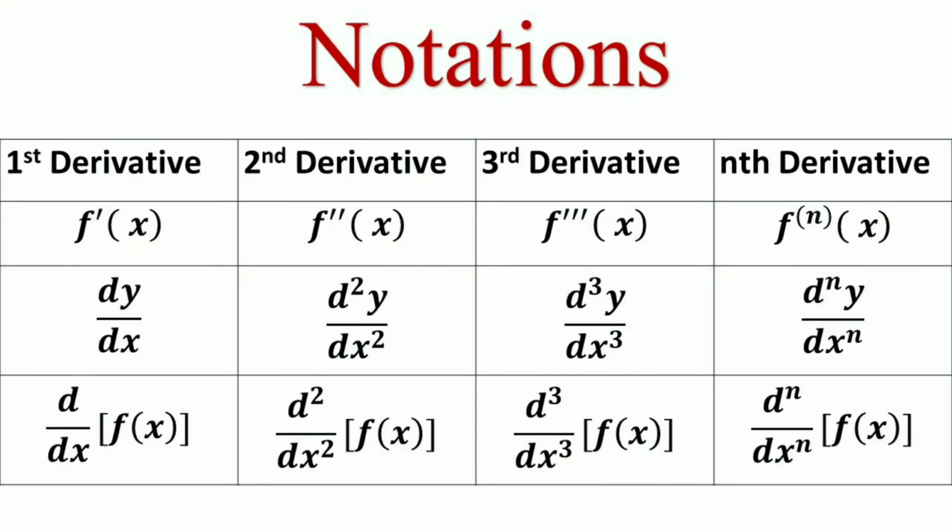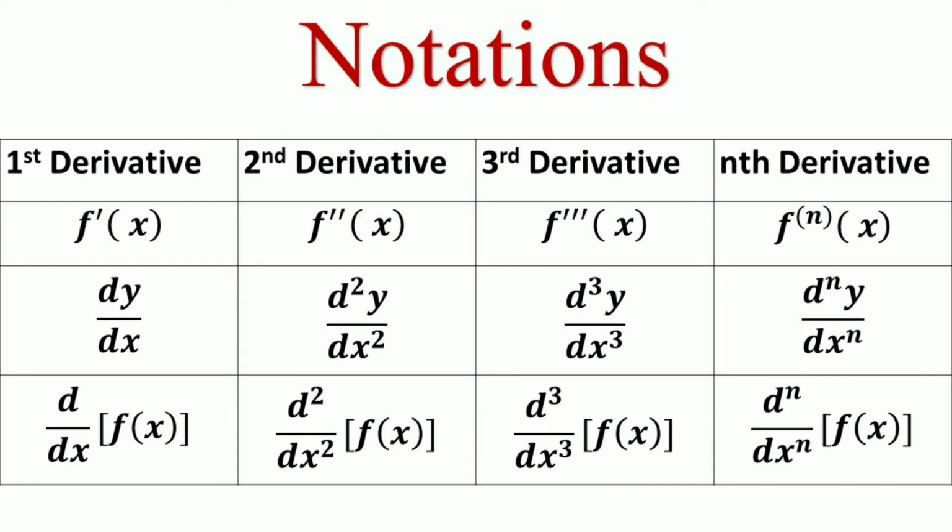Furthermore, the third derivative is the derivative of the derivative of the derivative of a function, which can be represented by f triple prime of x, or the third derivative of f of x. This can continue as long as the resulting derivative is itself differentiable, with the fourth derivative, fifth derivative, and so on. Let f of x be a function in terms of x. Then the following are the notations for the higher order derivatives.